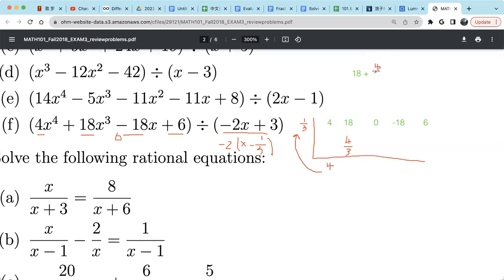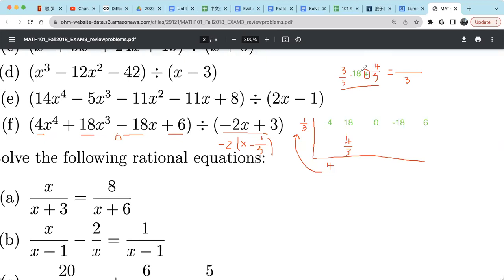How do we add those two numbers? We multiply 18 with 1. This one is 3 over 3, because we need common denominators. Right? Once we have common denominators, the operation is to add the numerators.